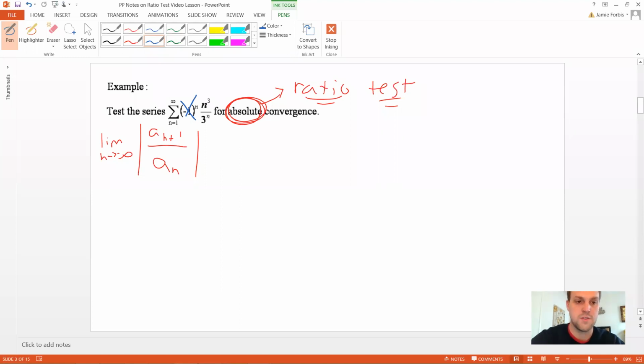So this is equivalent to the limit as n approaches infinity. A sub n plus 1 is the generic next term. So instead of looking at the series with n plugged into it, we looked at the series with n plus 1 plugged into it. That's like saying n plus 1 cubed over 3 to the n plus 1. So that's the generic next term. I plugged in n plus 1 for the n, and it says to divide that by a sub n, which is just my original series.